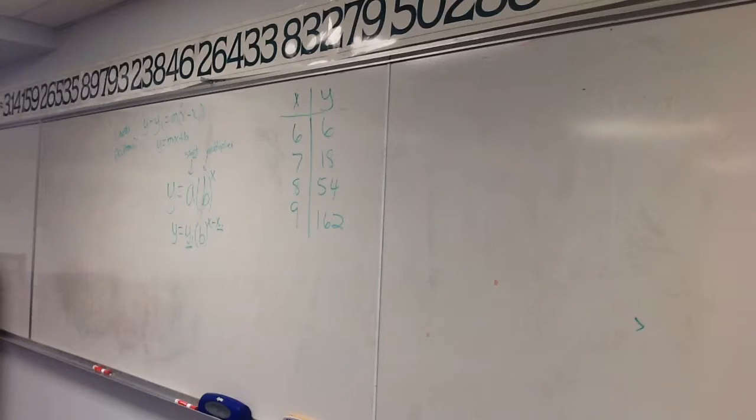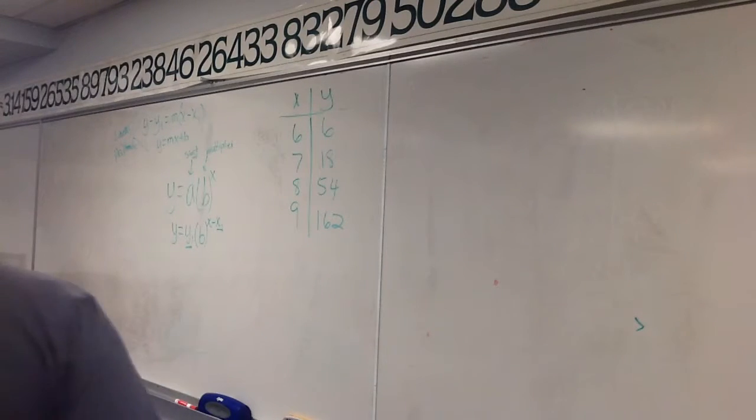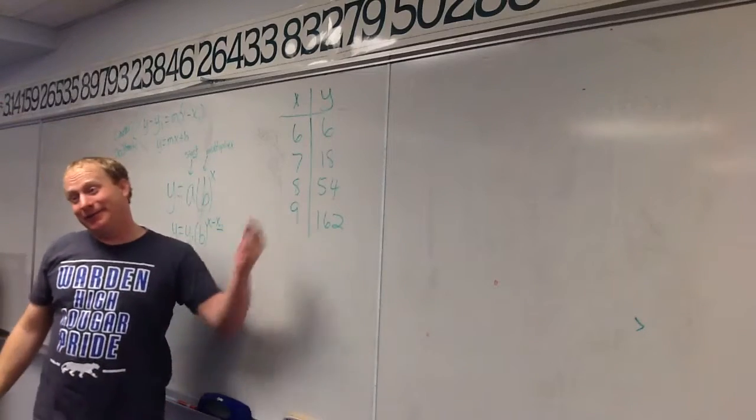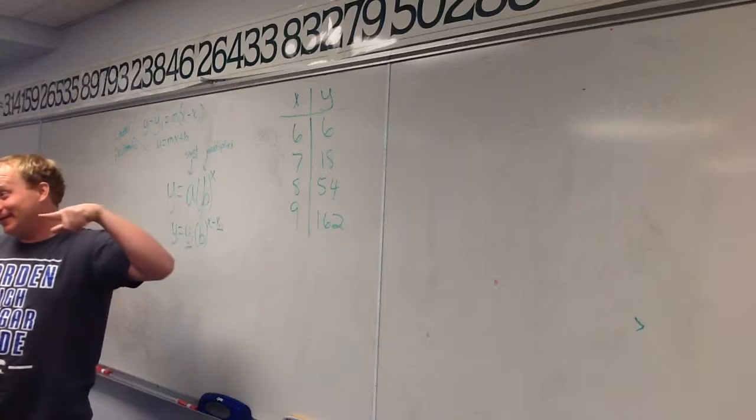What is it? Multiplying by 3, isn't it? Okay. Times 3 gives you 18, times 3 again. If you had a calculator, you could just divide them, right?